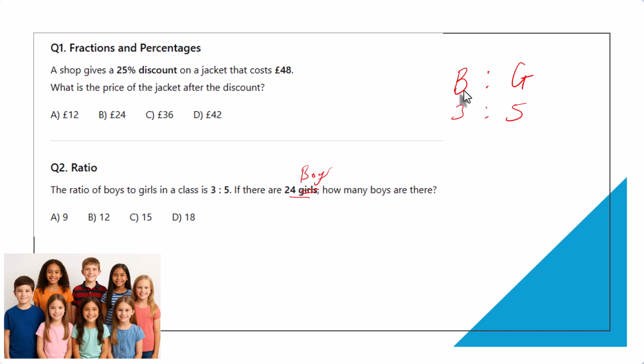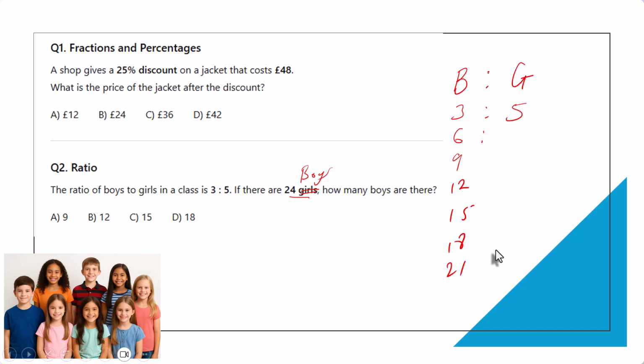So I'm going to carry on with the boys in the 3 times table, okay, until I get 24. So that's going to be 3, 6, 9, 12, 15, 18, 21.